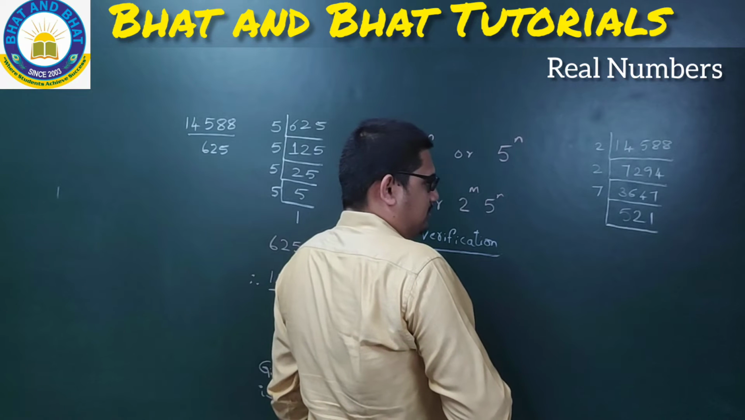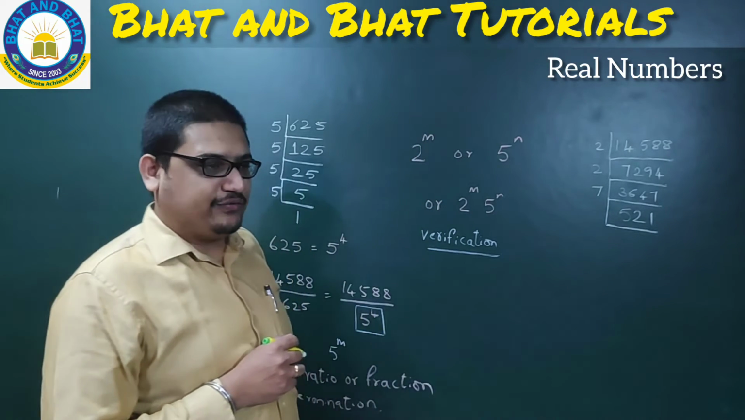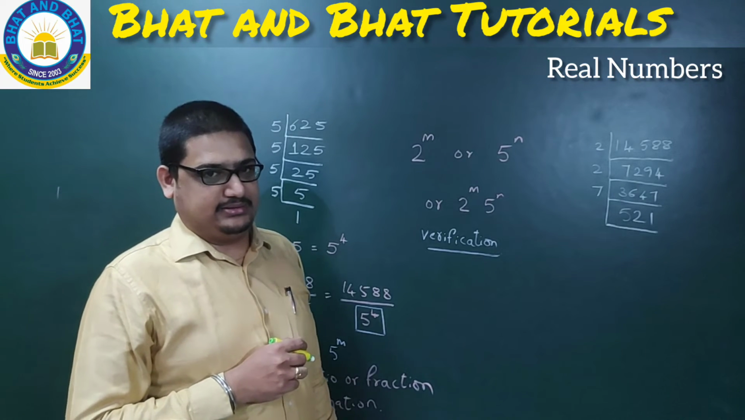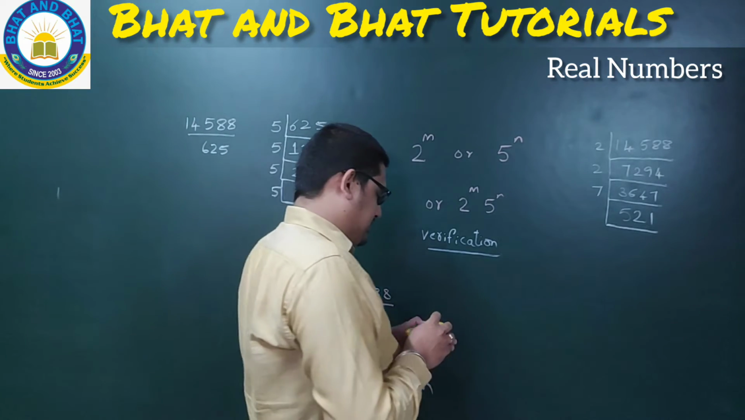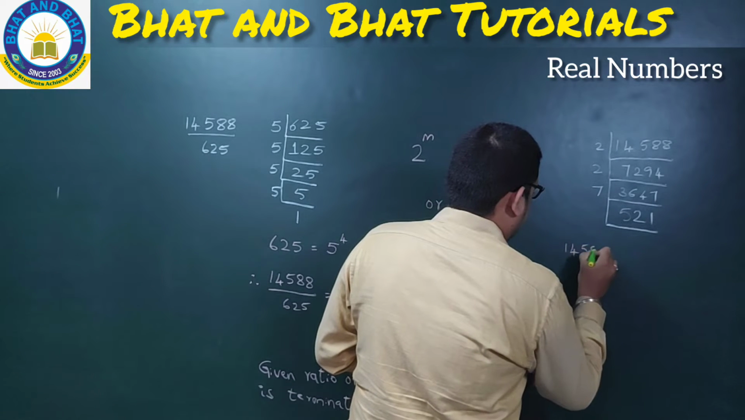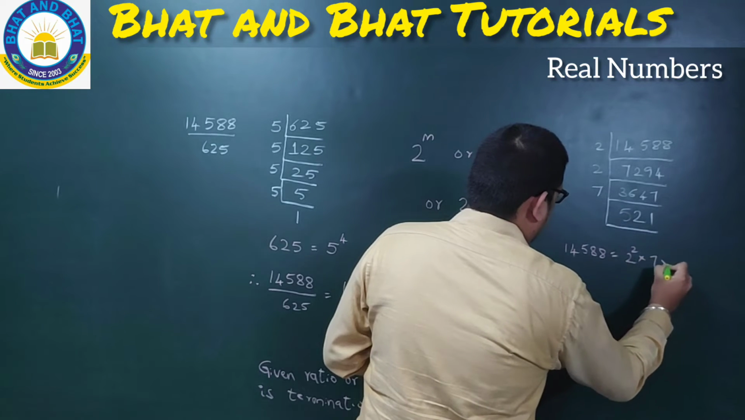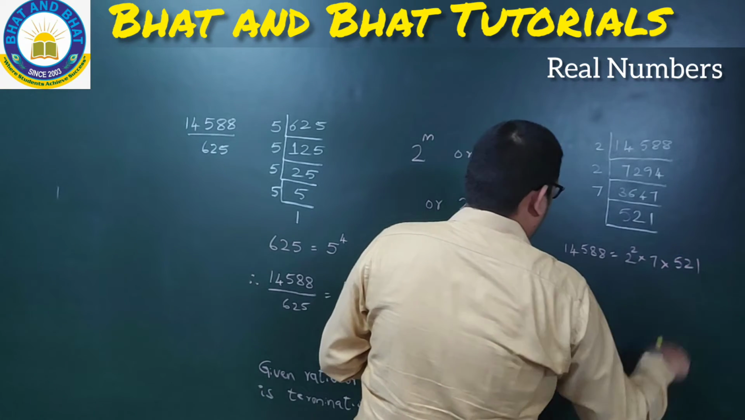Correct? Understood? So next, 521. 521 itself is a prime number. So what will be the expansion? I can say 14,588 is equal to 2 power 2 into 7 into 521.